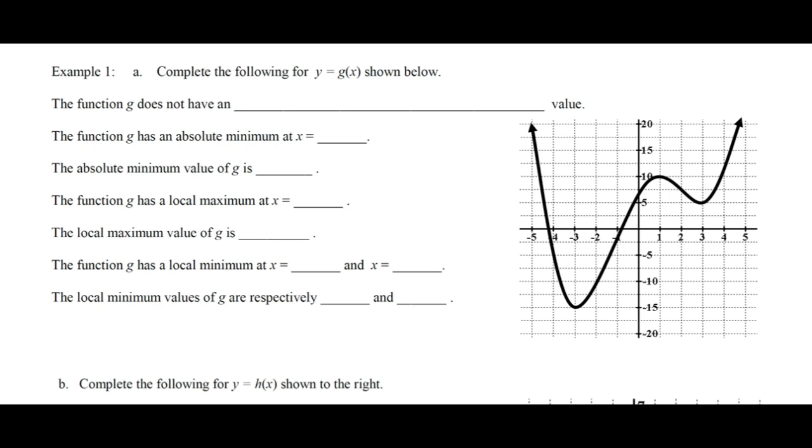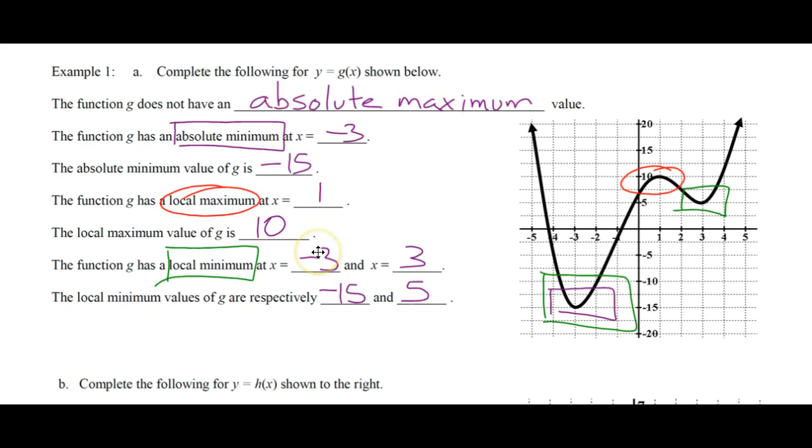Example 1a, complete the following for y equals g of x shown below. I shall pause this. So here we go, all nicely color-coded. Is it correct? Okay, good. So yeah, agreed. We have an absolute minimum and also a local minimum at x equals -3.